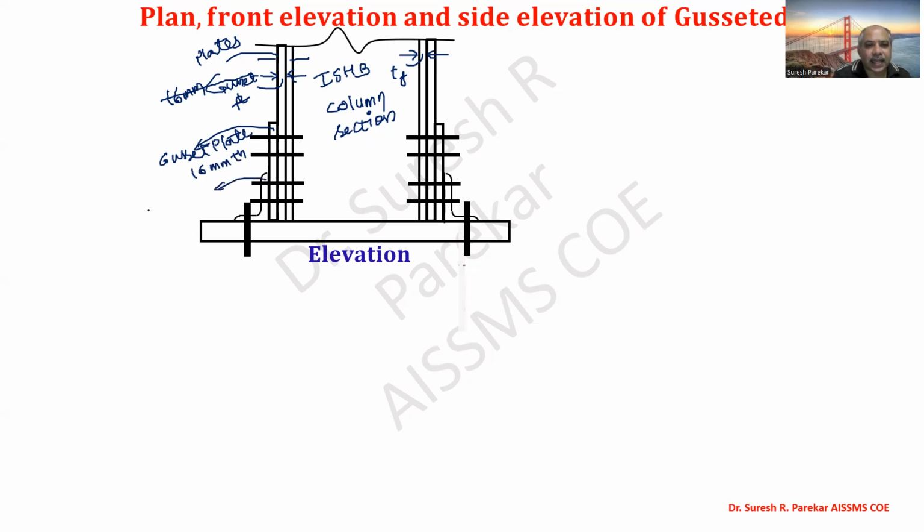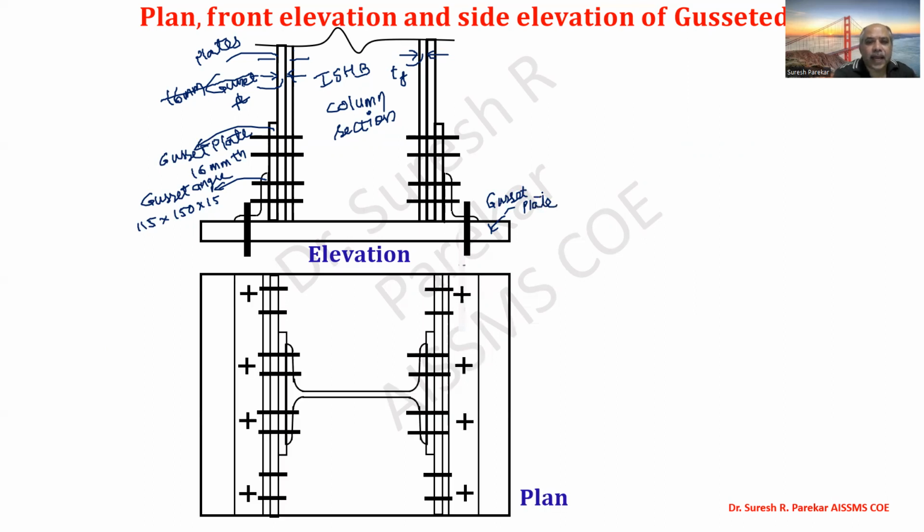This is the gusset angle. This angle is generally taken as 115, 150, 15. So these generally are not designed, these are generally assumed values. And then you have this as gusset plate. Now you can see a plan of this.